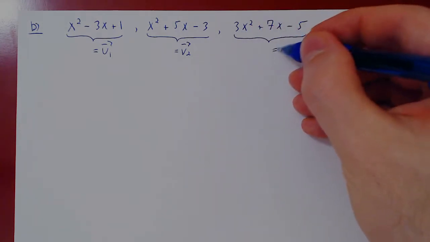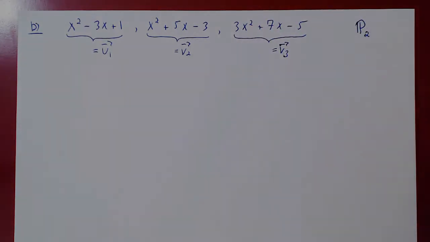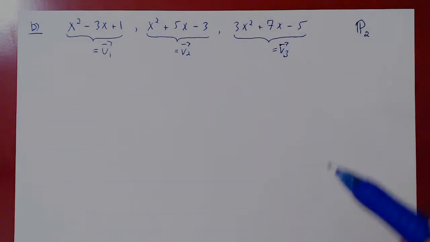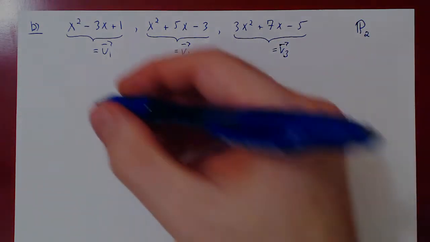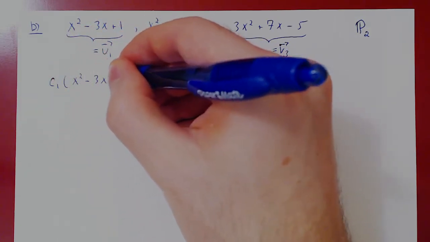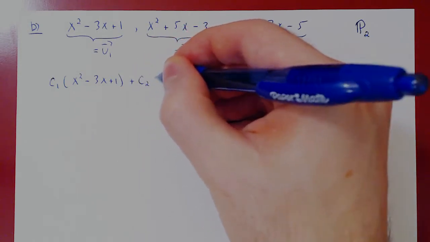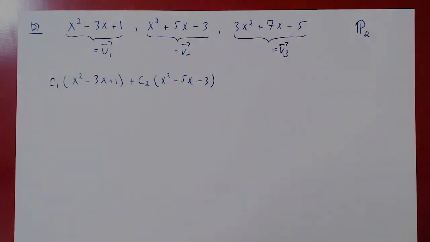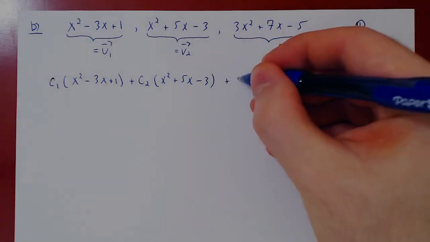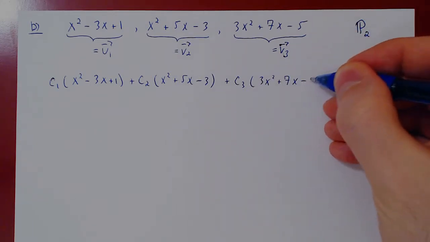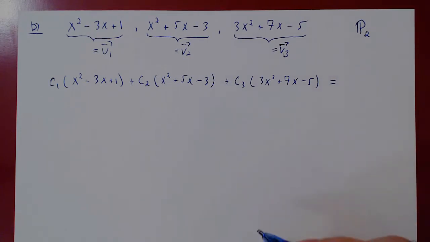The three vectors from our vector space that is P2. As always, we consider a linear combination of these three vectors giving the zero vector from the vector space. So c1 times v1, x squared minus 3x plus 1, plus c2 times v2, x squared plus 5x minus 3, plus c3 times v3, 3x squared plus 7x minus 5, being equal to the zero vector.